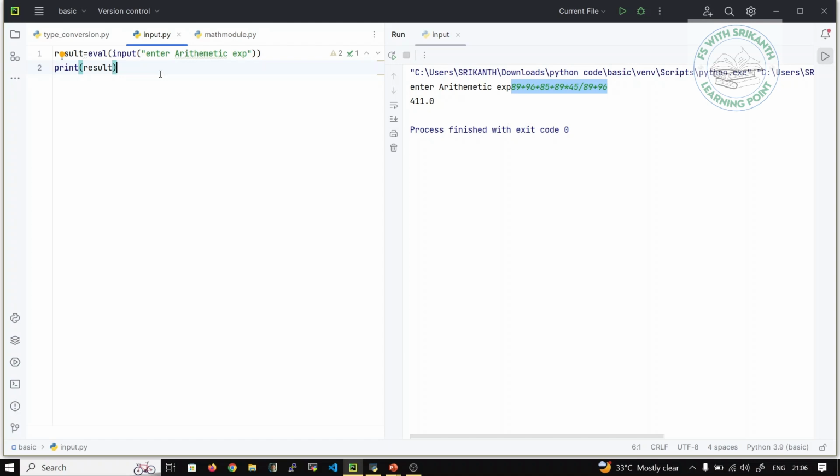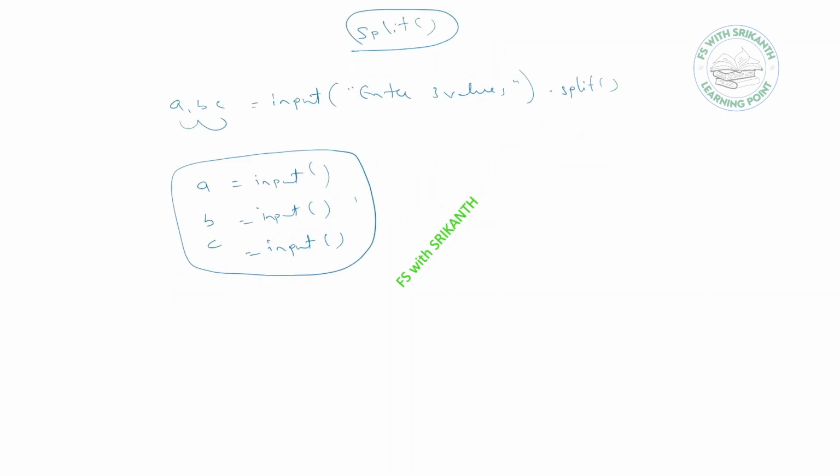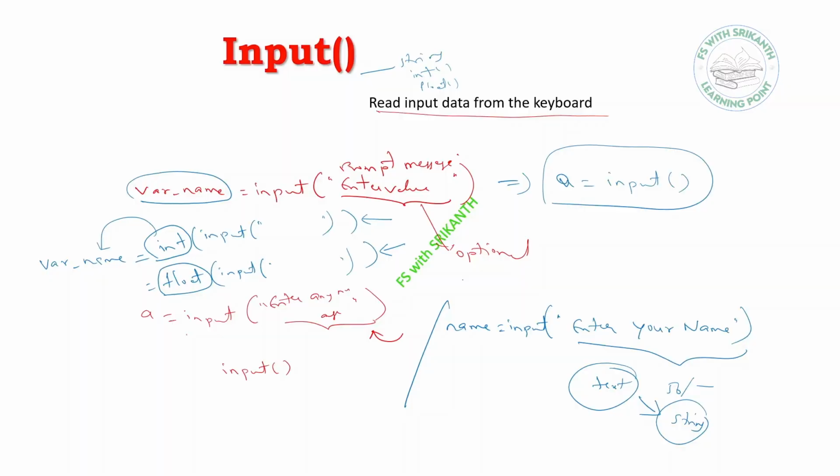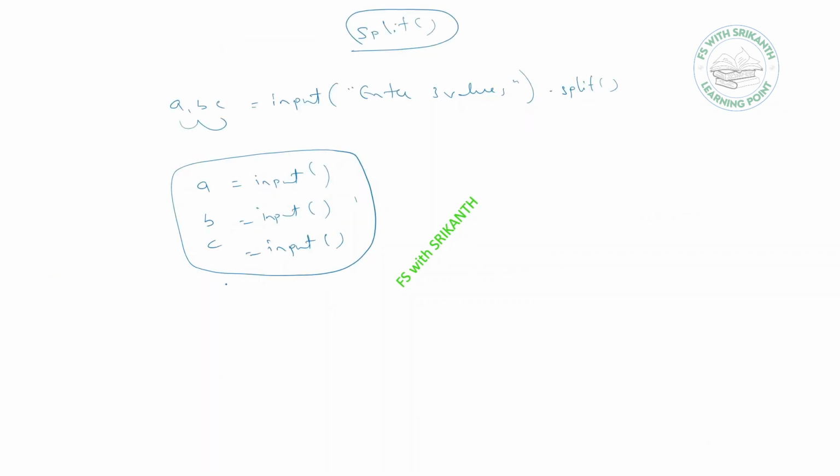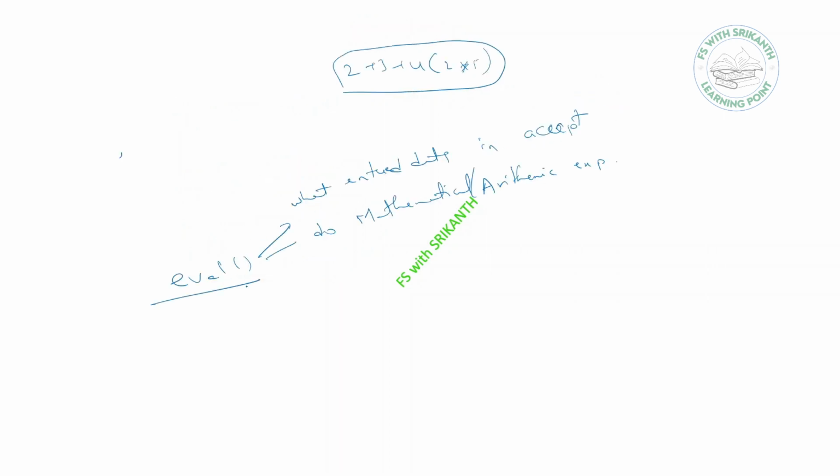So with eval, whatever data is entered it accepts and does mathematical or arithmetic expressions with the help of this eval. I want to rewind. With the help of the input method, we are collecting data from the user and we can convert with the help of int and float, and also we can collect multiple values with the help of the split method. And with the eval method, we are not converting what the user entered, it allows it.